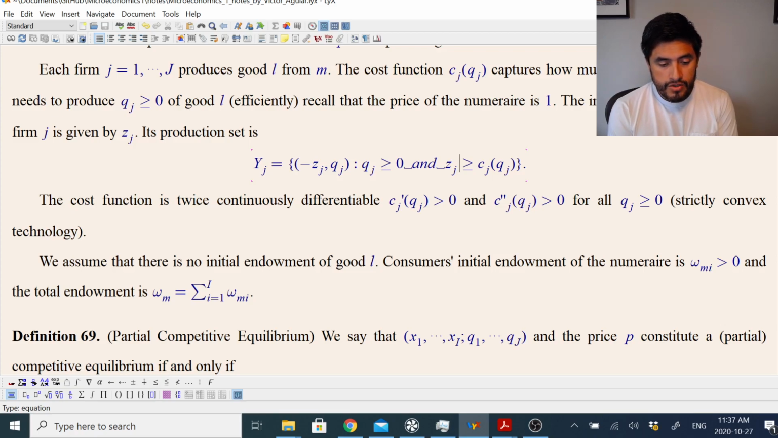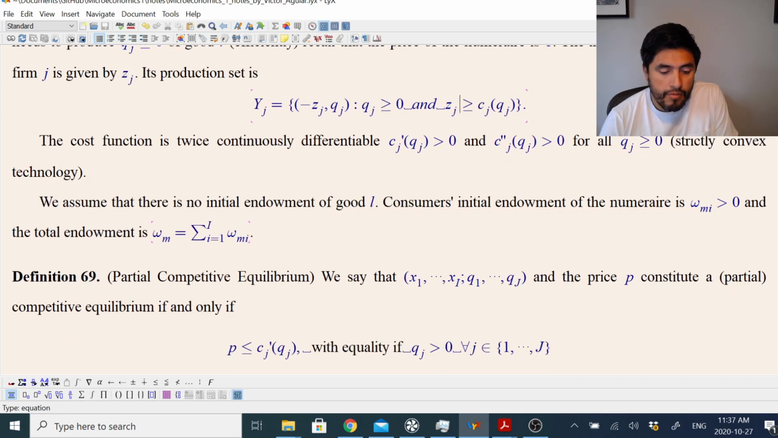Now, we assume that there is no initial endowment of good L, and basically consumers have an initial endowment of the numeraire, omega sub m of each individual, which is positive always. So total endowment is the summation across individuals. Got it?